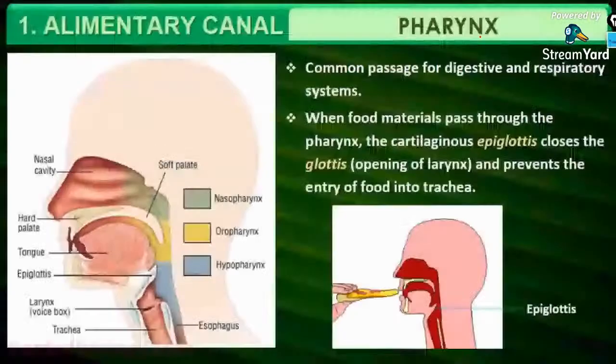Esophagus passes into the stomach. The structure of the stomach is similar to one of the alphabets in English, like A, B, C, or whatever. Can any one of you guess which alphabet the structure of the stomach is similar to? Absolutely, it is a J-shaped muscular structure.